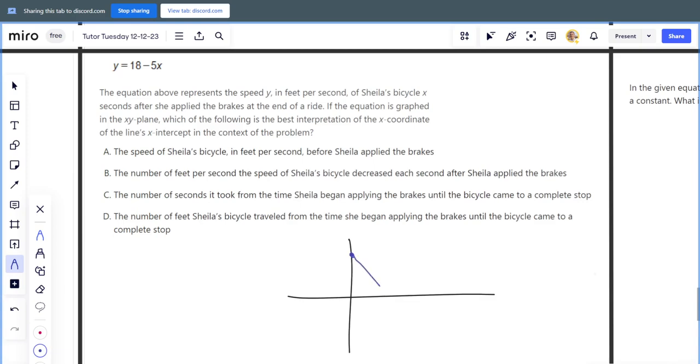18 minus 5x is going to look something like this. We're asked to find the meaning of the x-coordinate. What does the x-coordinate mean? Well, the x-coordinate has to do with x seconds, so it can't be a speed, it can't be the number of feet per second, and it can't be the number of feet. It has to be the number of seconds. We just get that from the units. But if we solve that out, that would be the number of seconds it took since she started applying the brakes until the bicycle came to a complete stop.